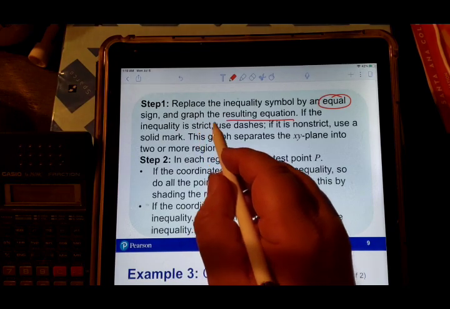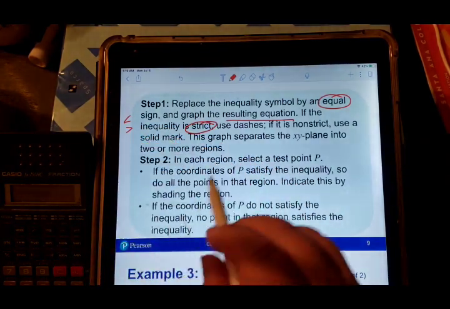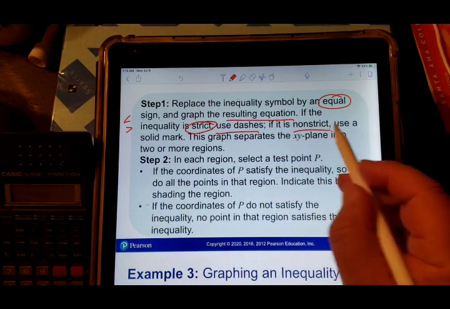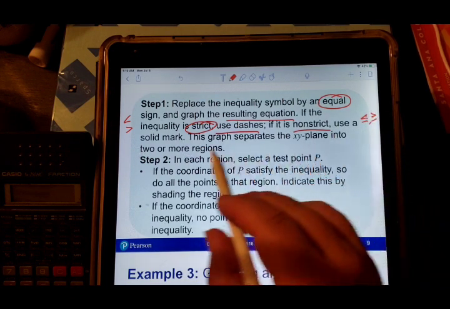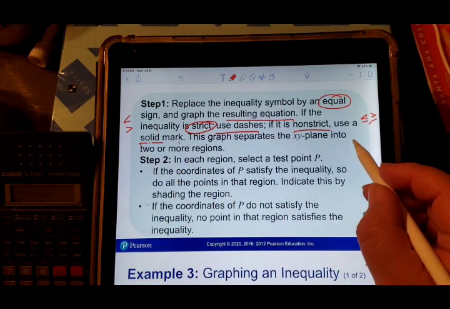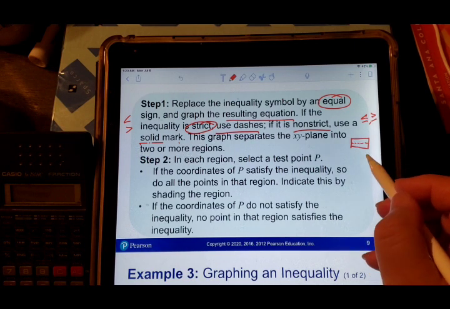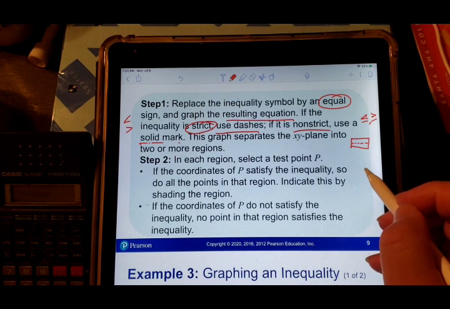Now, if it's a strict inequality, strict meaning less than and greater than, we draw it with dashes. And if it's a non-strict inequality, meaning less than or equal to or greater than or equal to, we use a solid graph. And on the website, there's a way to make a graph dashed by clicking on a figure that looks something like this.